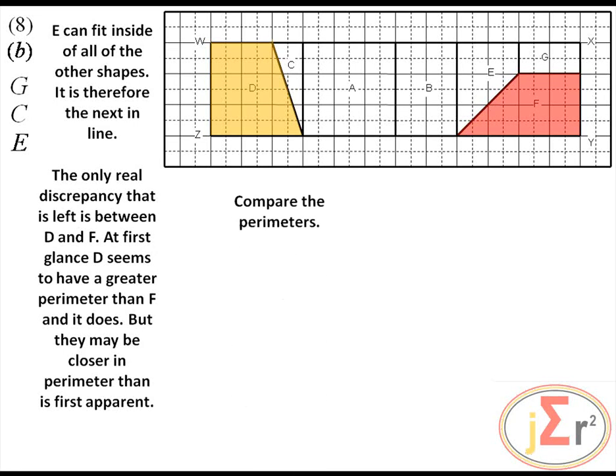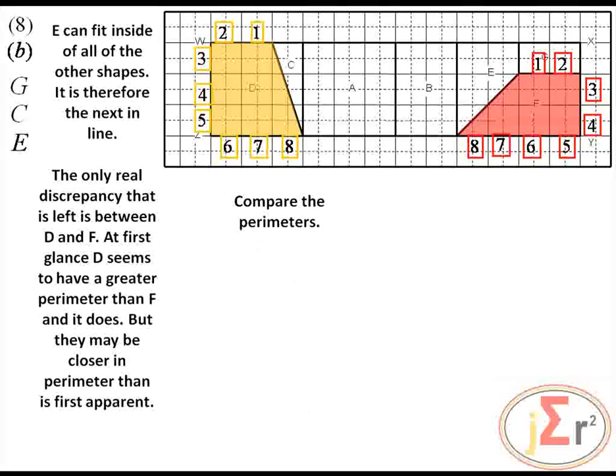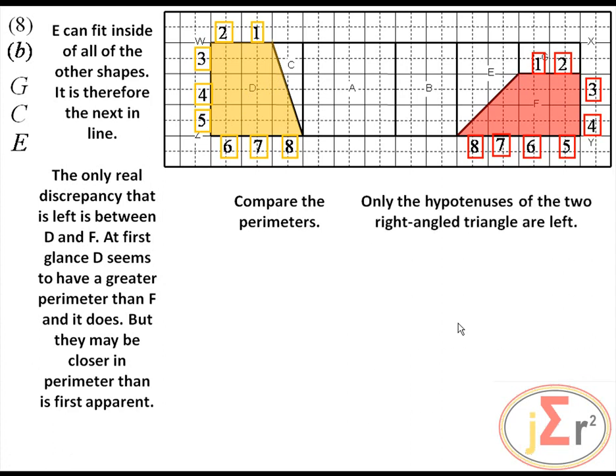So let us compare the perimeters. 1 unit, 2 units, 3 units, 4 units, 5 units, 6 units, 7 units, and 8 units. What do we know? We have 8 units compared, and the only parts that remain are the 2 diagonals here and here. So only the hypotenuses of the 2 right angled triangles are left, as we can see. Those are the 2 right angled triangles that we are considering.